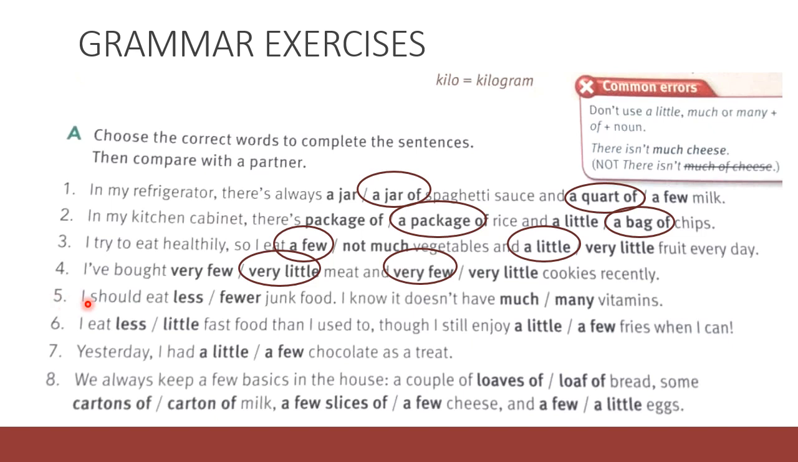Number 5. I should eat less or fewer junk food. In this case, the answer is less. I should eat less junk food. I know it doesn't have much or many vitamins. Vitamins is plural, so we need to use many. Many vitamins.